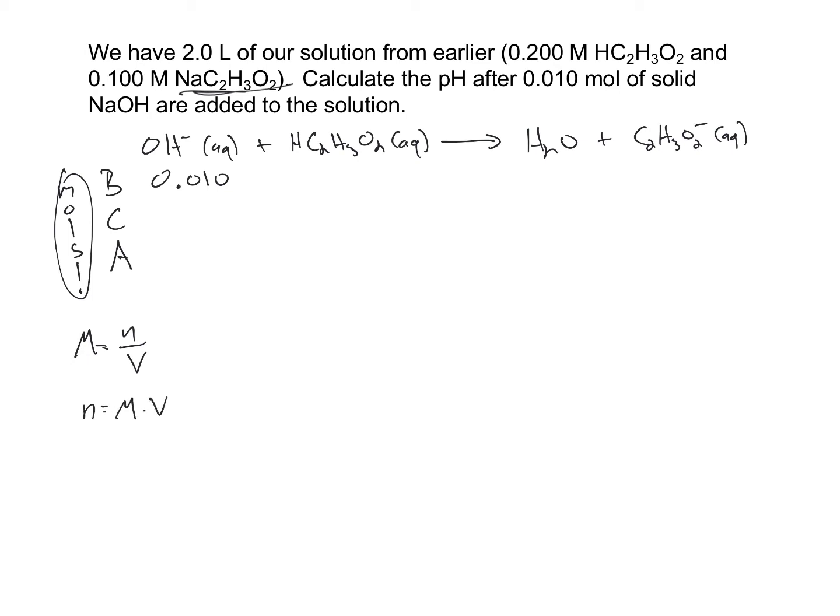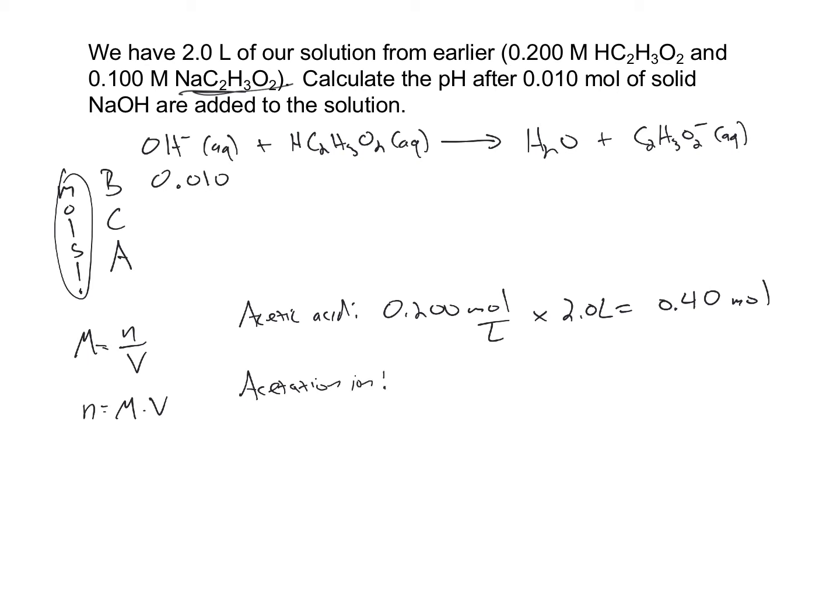So for the acetic acid, we have 2 molar, or 2 moles per liter, times 2 liters. So we have 0.4 moles of acetic acid. For the acetate ion, we have 0.1 mole per liter, still the buffer volume of 2 liters, so we have 0.2 moles of the acetate.